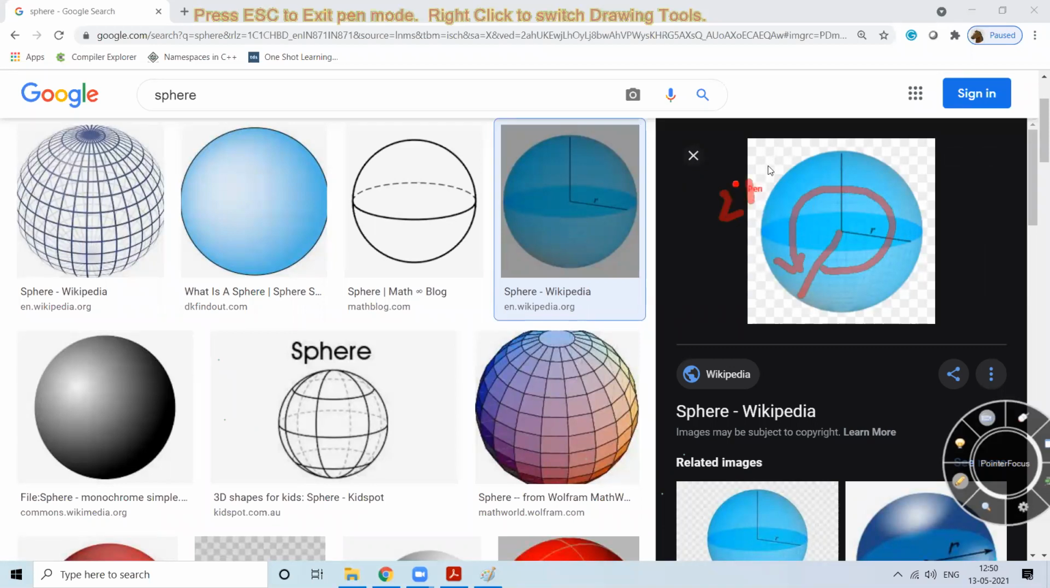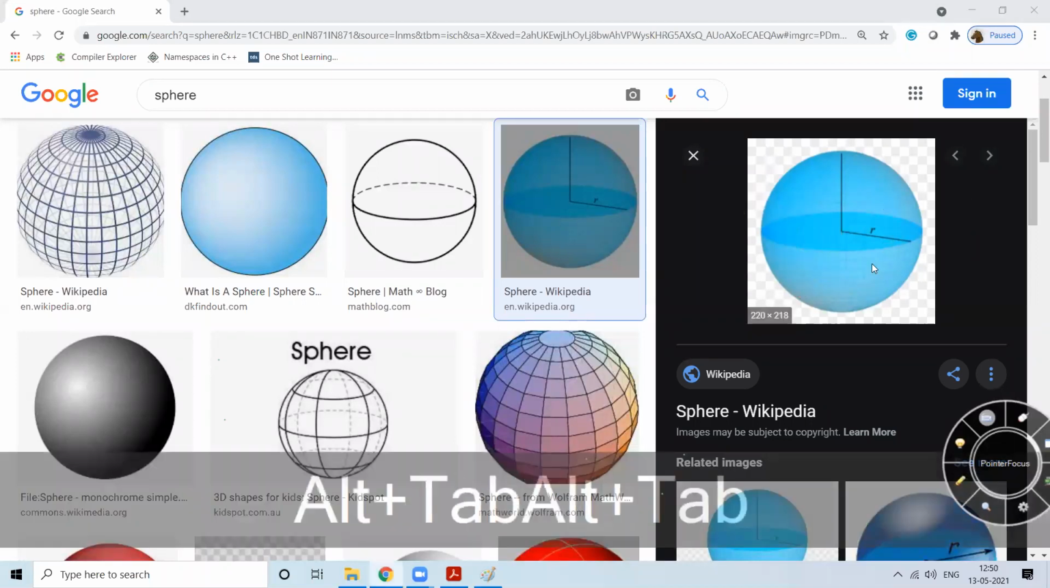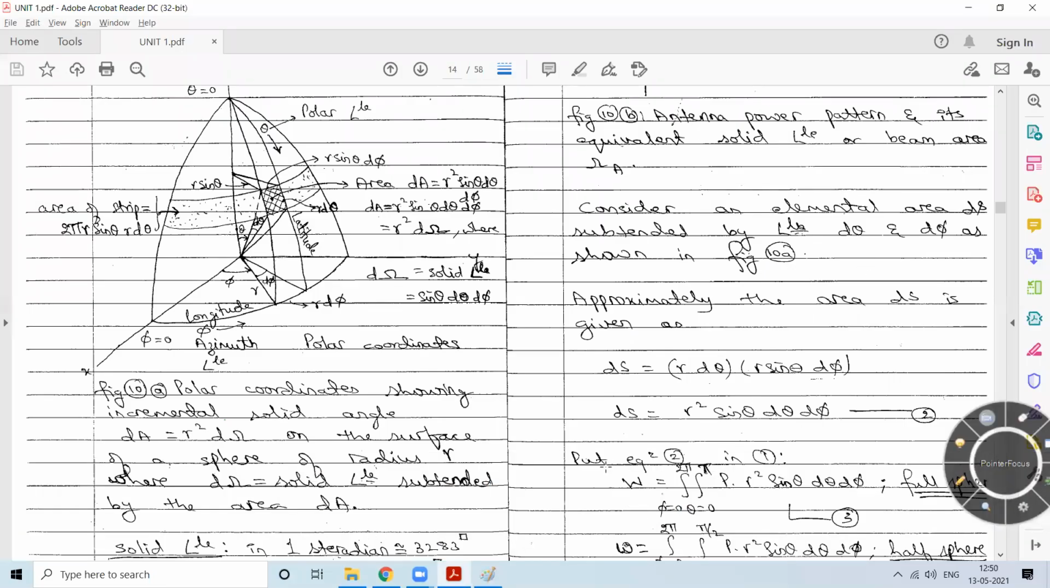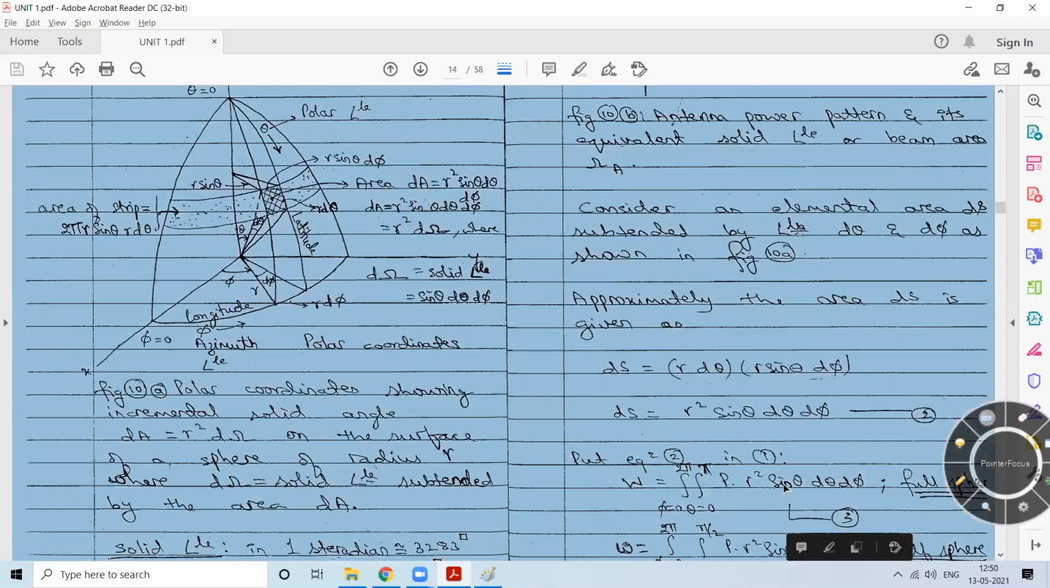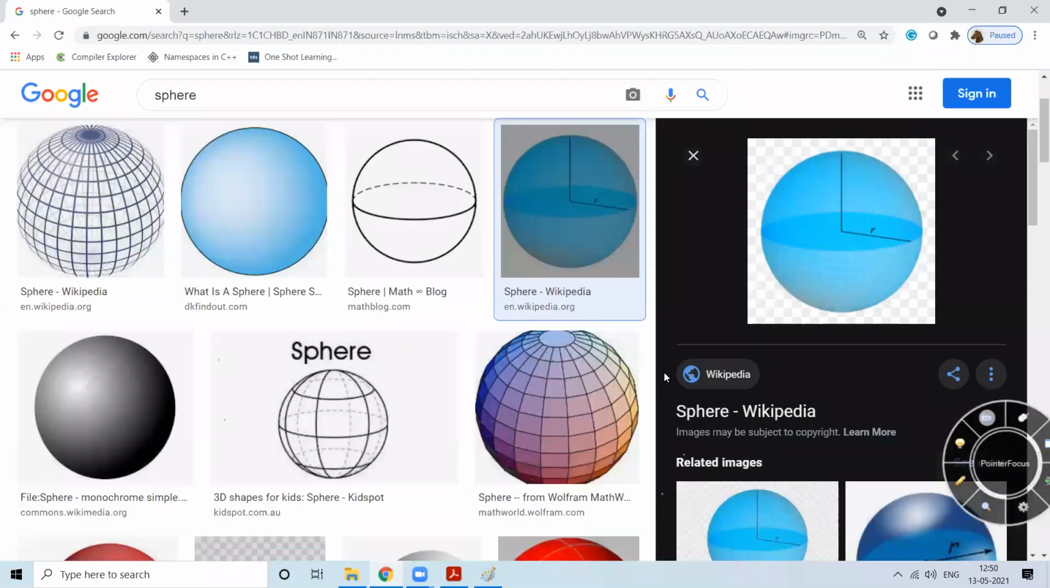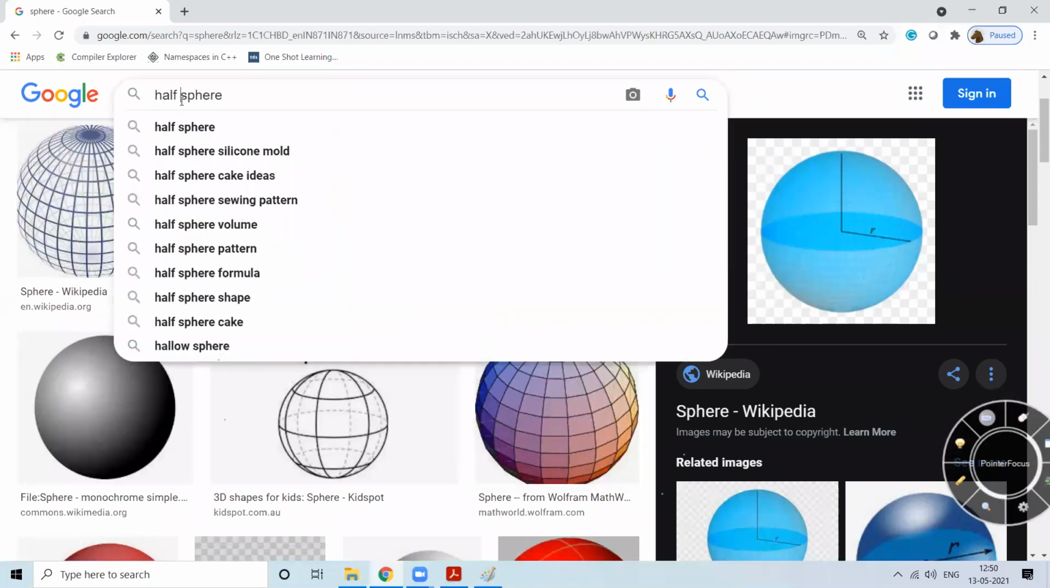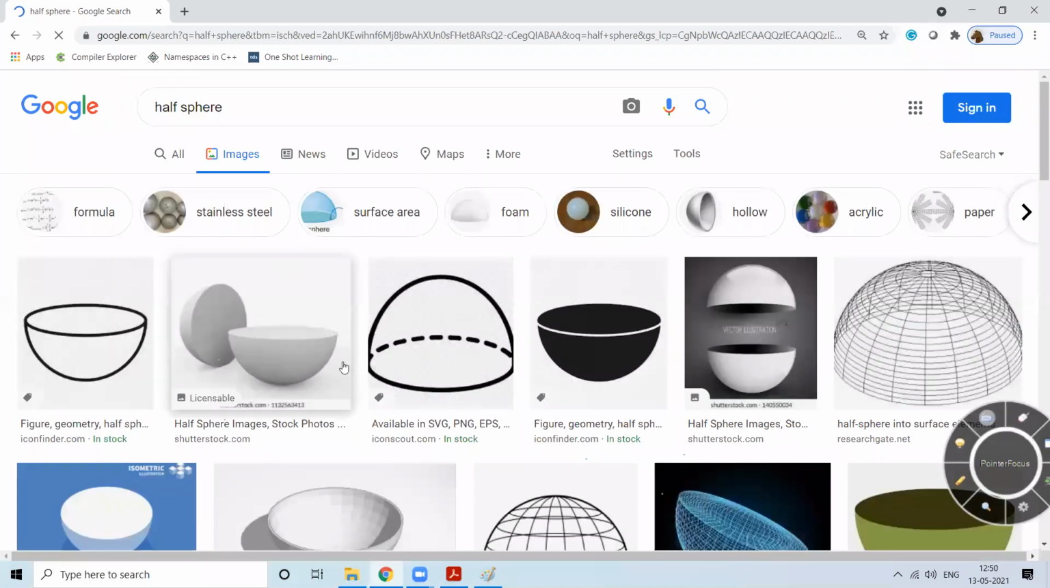So in this case, I am considering the entire sphere. Then I'll be getting the power, which is given by the integration of phi from 0 to 2 pi, theta from 0 to pi, of p into r square sine theta d phi, where p is nothing but the power density.